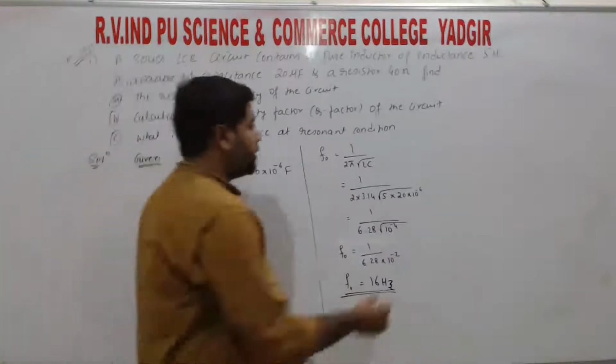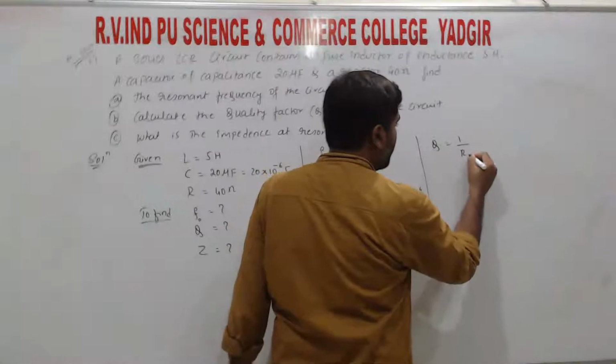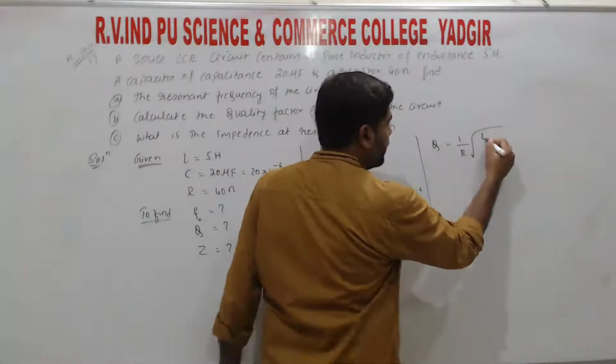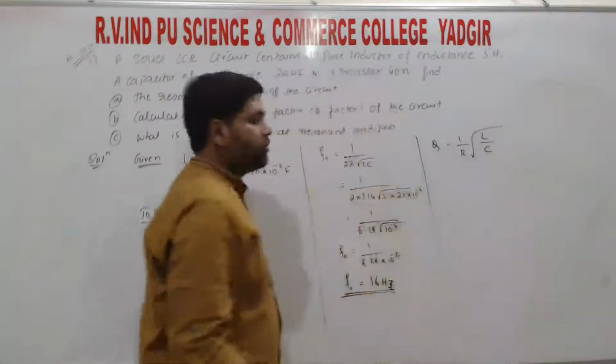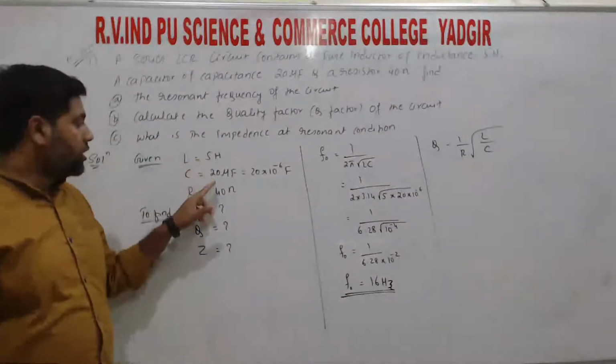Next, quality factor Q is equal to 1 divided by R under square root of L divided by C.